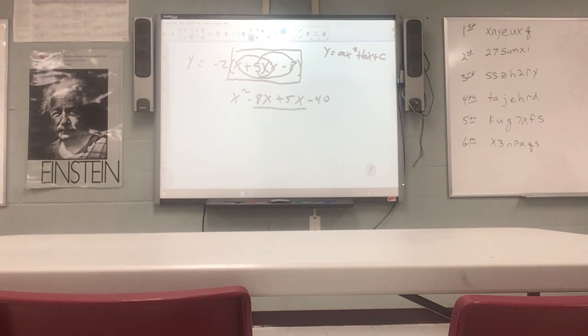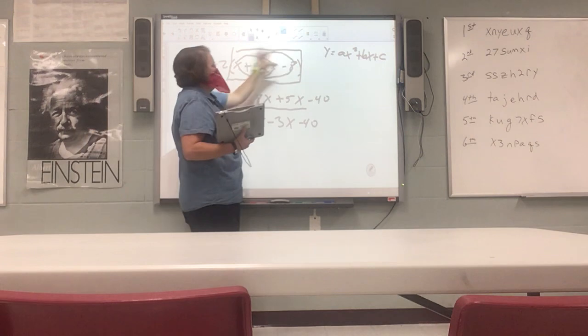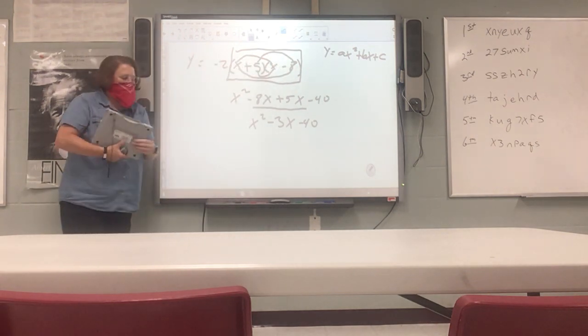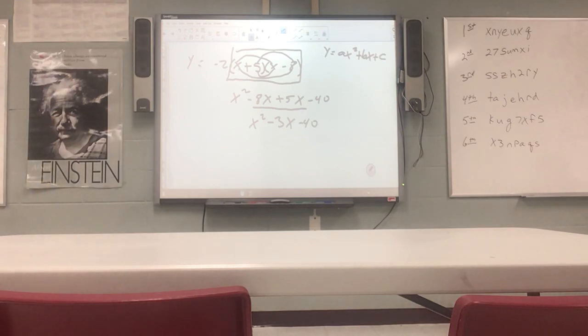Very good. So I got x squared minus 3x, because -8 plus 5, minus 40. So what we've done, we're trying to write it in standard form and we're almost there. We've multiplied all that. Now I need to multiply all of it by -2. So I'm gonna drop a parentheses and a -2.